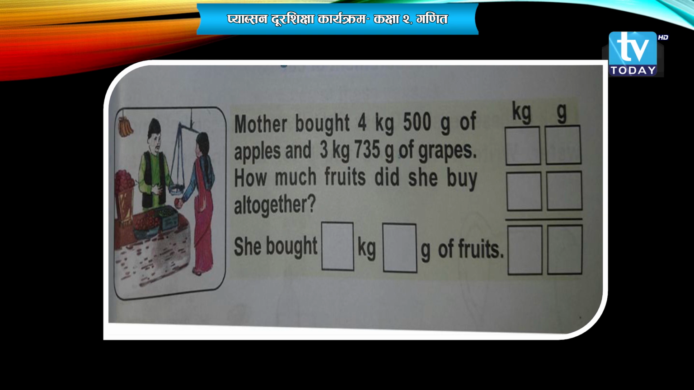So, students, let's have a look at this word problem. What is written over there? See? Listen carefully. Mother bought 4 kg 500 gram of apples and 3 kg 735 gram of grapes. Then how much fruit did she buy altogether? So let's have the answers over here. How to write down the answers? Write down the solution first.